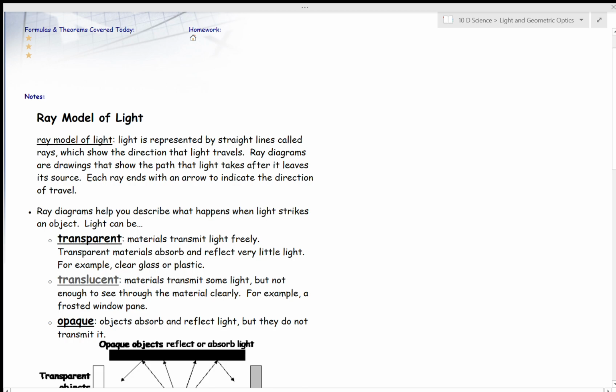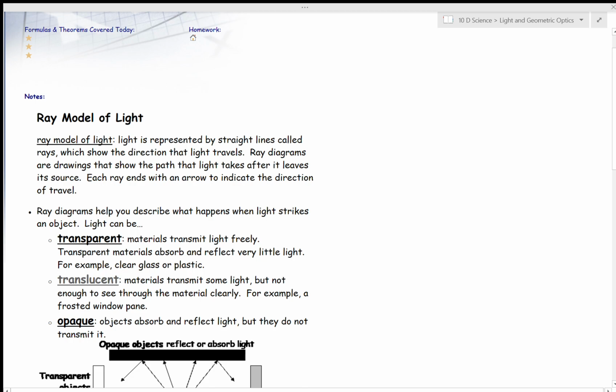So the ray model of light is a way of representing light as it moves from one object to, of course, your eye or wherever that light ray is actually going. So light is represented by these straight lines that we call rays, which show the direction of light and how it's traveling. Ray diagrams are diagrams that show the path that light actually takes after it leaves its source, and we'll have a look at how to actually do that in a little bit. So each ray, when we draw them out, will end with an arrow, and that arrow is used to indicate the direction of light travel.